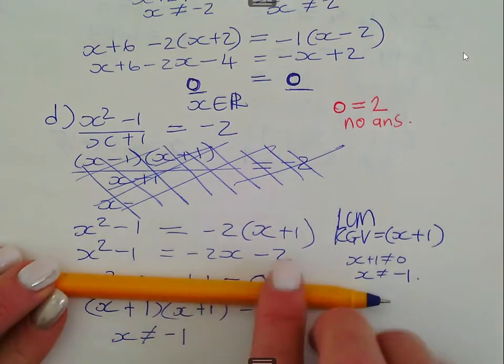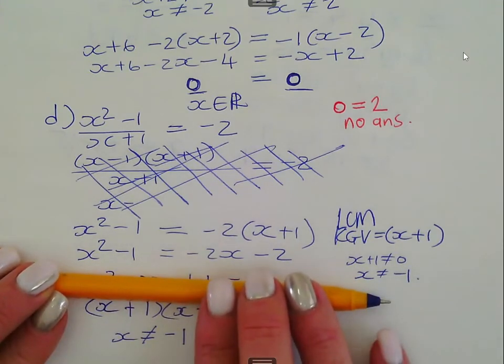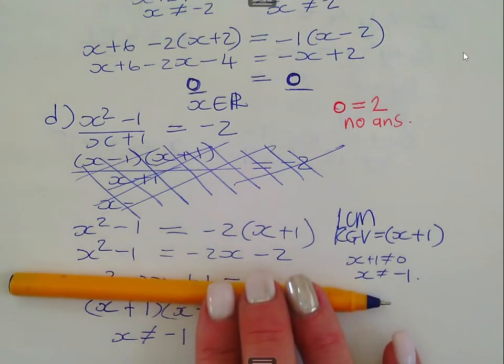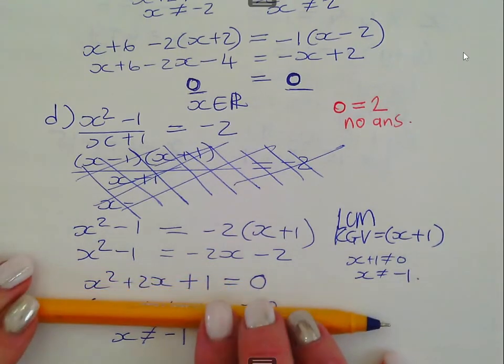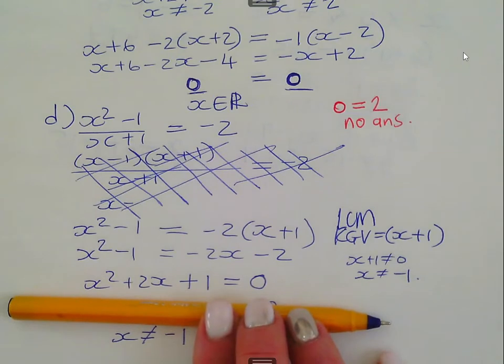Okay, so now I can get everything on the same side. This is like what I just said, what can happen. You can just get everything on the same side. Now you see you've got an x squared, so you know you're going to factorize it, normal solving for x.